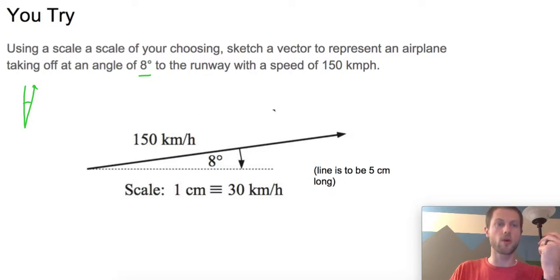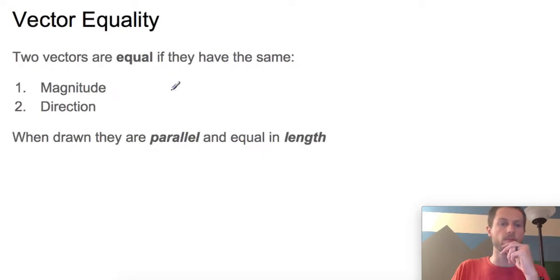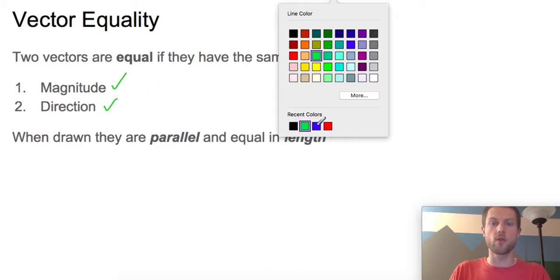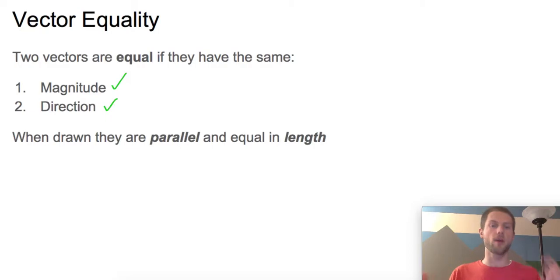Let's talk a little bit more about some of their properties. Vector equality, this is on the back side of your notes. By definition, two vectors are equal if they have the same magnitude and the same direction. That should make sense, since a vector is something with a magnitude and a direction. If they're equal, they should have the same of those two characteristics. So when they're drawn, they are parallel and they're equal in length.